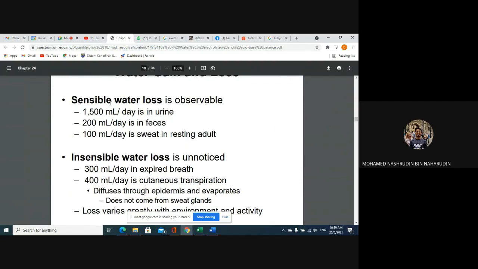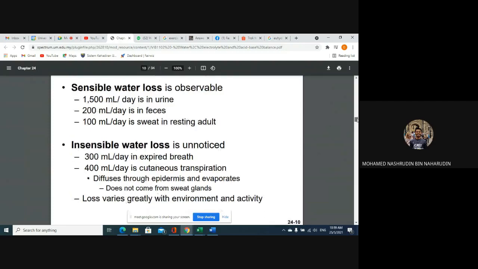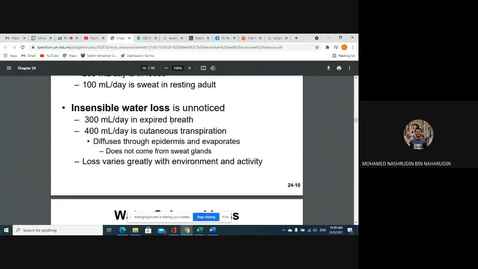Apart from the sensible water loss that we can literally measure, there's another proportion of water lost in an insensible or unnoticed way, which comes from the breath. It's difficult to measure. This is water lost from the vapor that we produce during respiration. And then 400 ml per day is cutaneous transpiration. Again, this is not sweat. Okay, this is not sweat. Cutaneous transpiration.